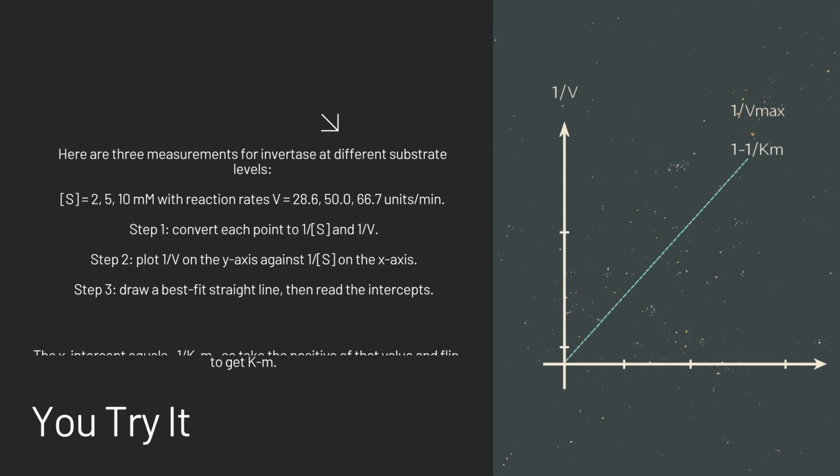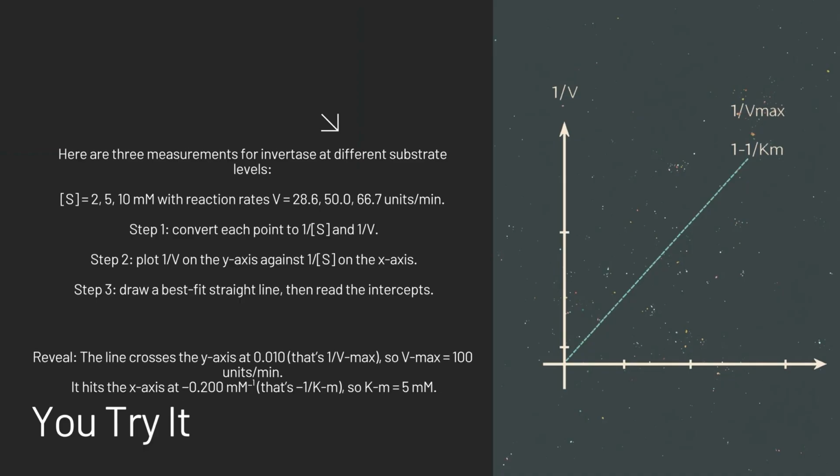Ready for the answer? The line crosses the y-axis at 0.010, that's 1/Vmax, so Vmax equals 100 units per minute. It hits the x-axis at -0.200 per mM, that's -1/Km, so Km equals 5 mM. If your numbers are close, you nailed it. Small differences come from drawing the best fit line.